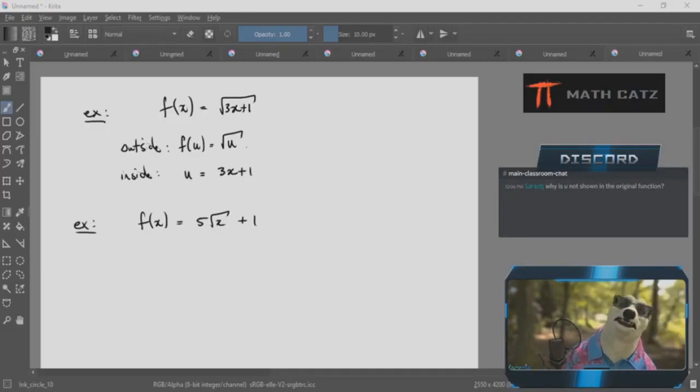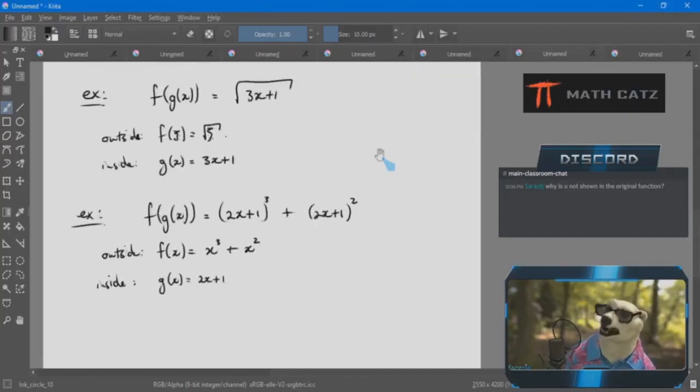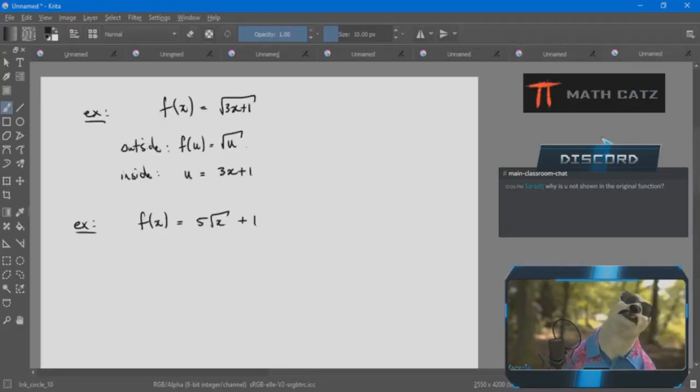What could the inside function be? Well, let me just address the question. Why is u not shown in the original function? Because it's not going to look like this. They're not going to make it that easy for me, right? They're not going to come out and say, alarm, alarm, attention, this is a function of a function. They're going to hide it and say, here's a function. Do whatever you want with it. And it's my job to recognize that it's a function of a function.